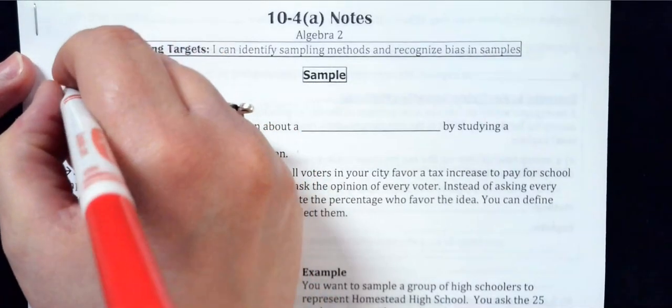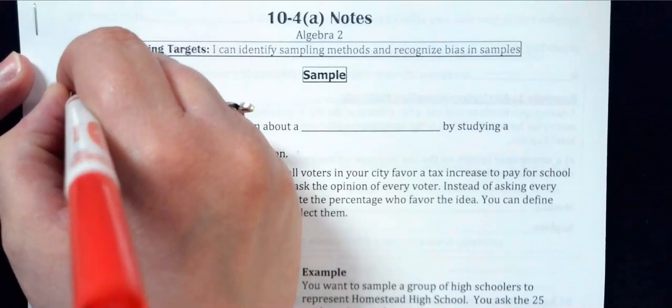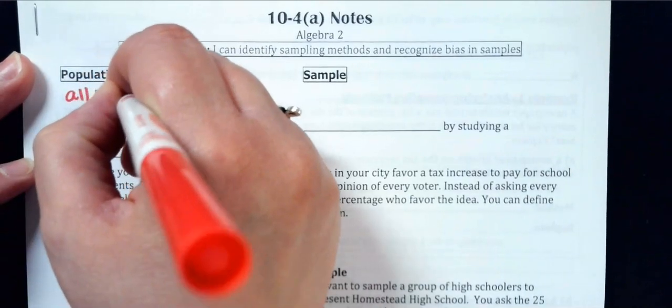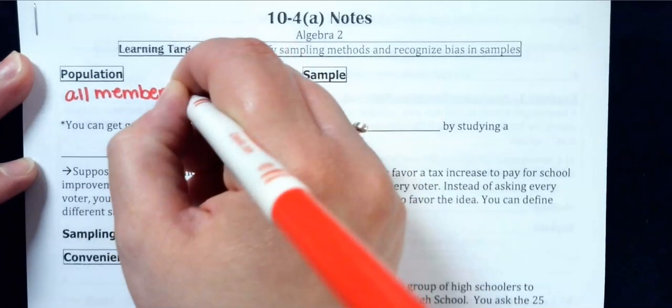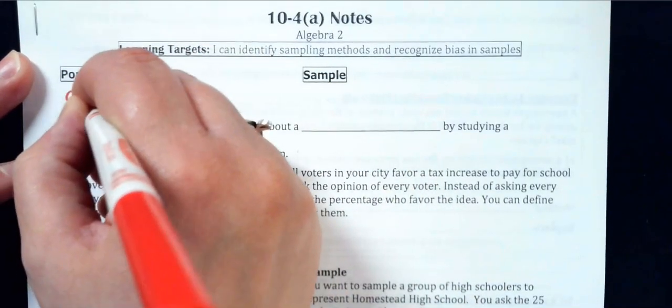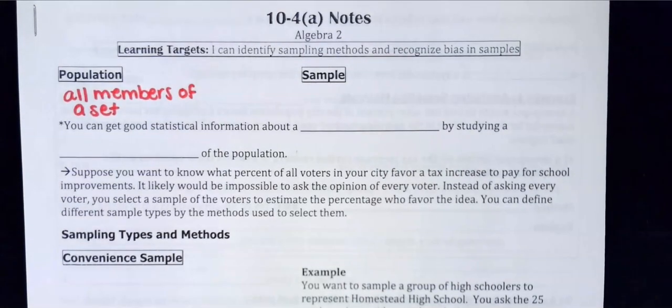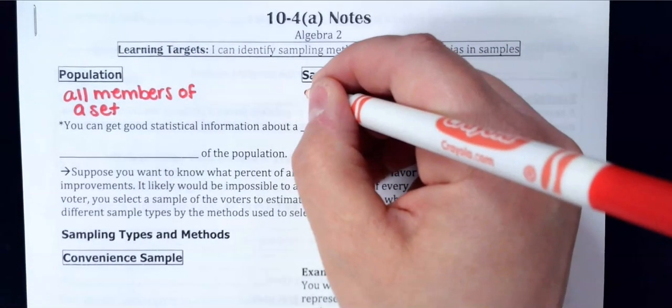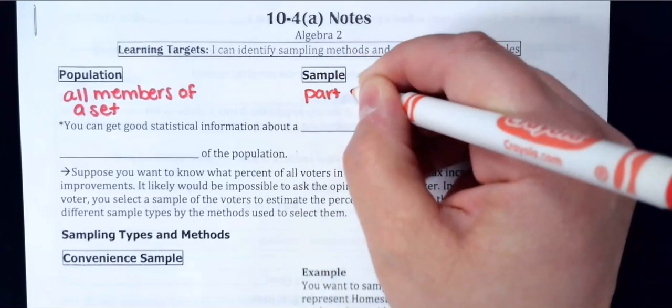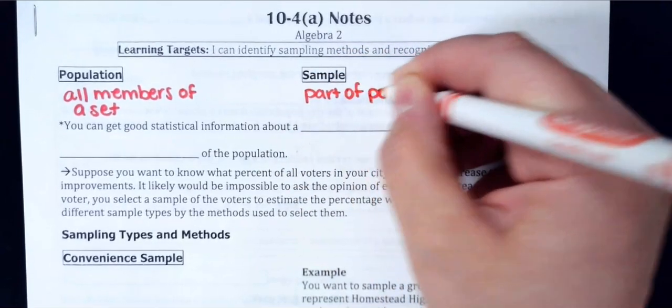Population. It's all members of a set. So population, we're going to collect some statistics about a population. The population would include all members of a set, and your sample is going to be part of the population.